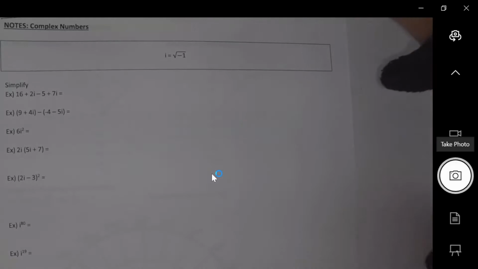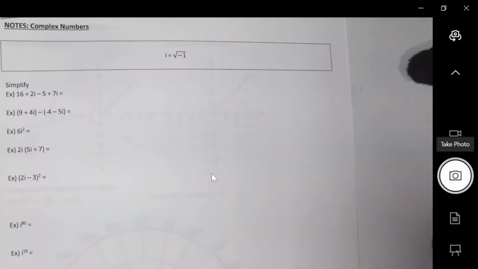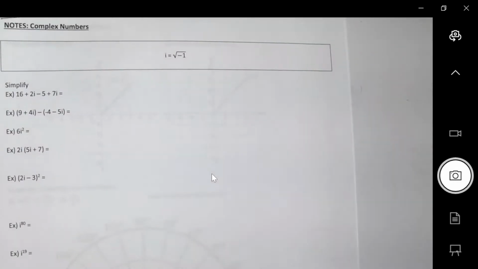Okay, so in this unit I'm going to put in two things we're going to learn. The first one is complex numbers, the first half, and then the second half of the unit is called polar coordinates.